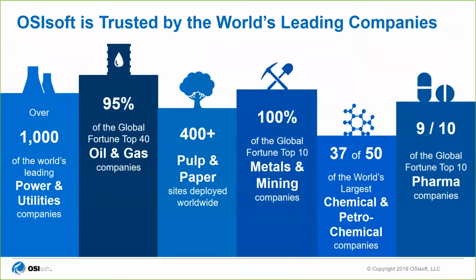The Pi system itself is an excellent tool for really any sort of industry. And I imagine that everyone here today is from a vast variety of backgrounds. Just to give you an example of where the Pi system can provide value and who is using it, over 1,000 of the world's leading power and utilities companies are utilizing Pi. We're in basically almost every oil and gas company. 37 of the 50 world's largest chemical and petrochemical companies are using Pi.